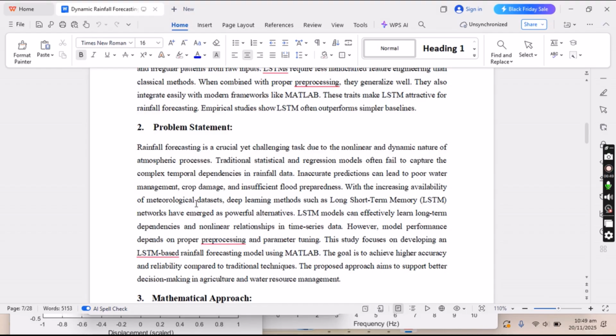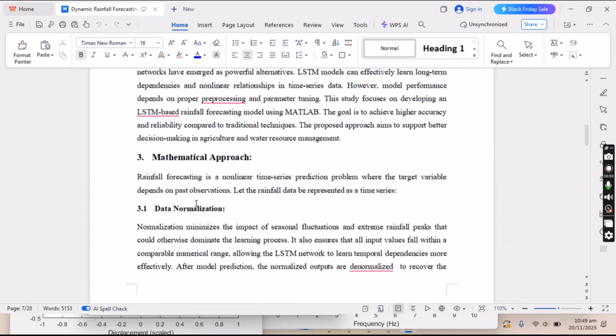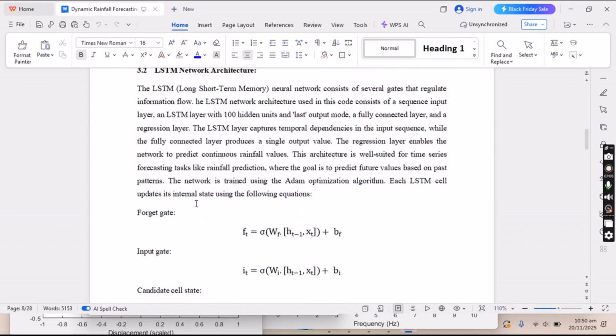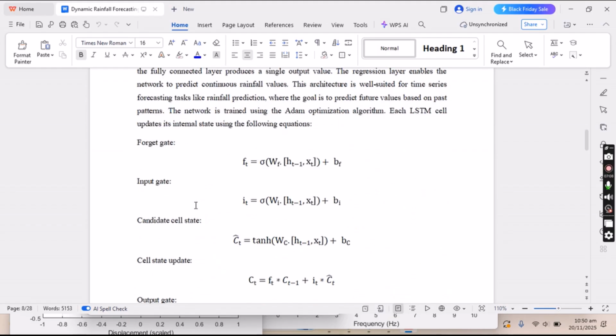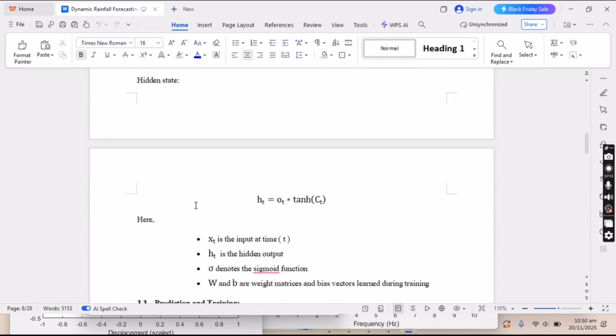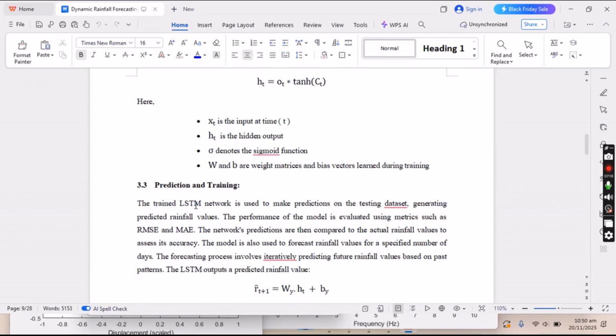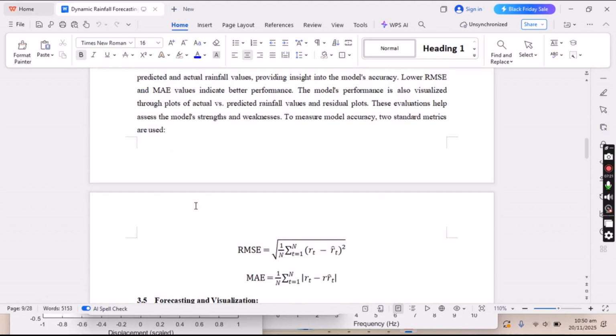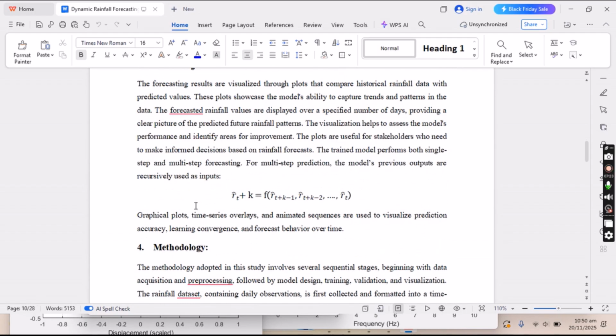So that's why we have just used that method to predict the actual rainfall forecasting using MATLAB. So here is the mathematical approach in which data normalization is added. These are the equations used in it. The network architecture is basically this: forget gate, input gate, candidate cell state update, output gate, hidden state, and everything. Prediction and training, as well as the performance evaluation, forecasting and visualization.